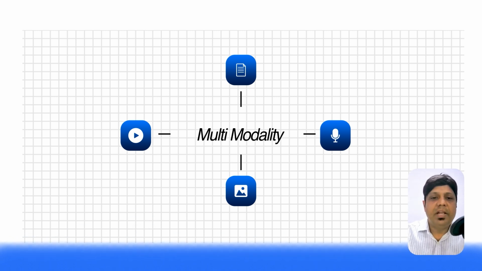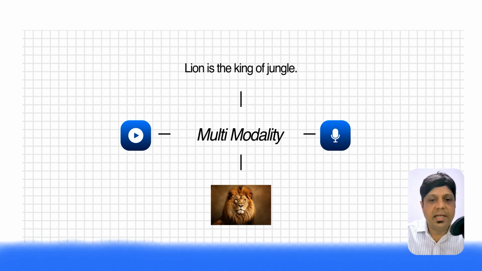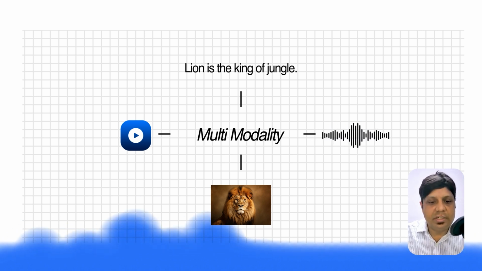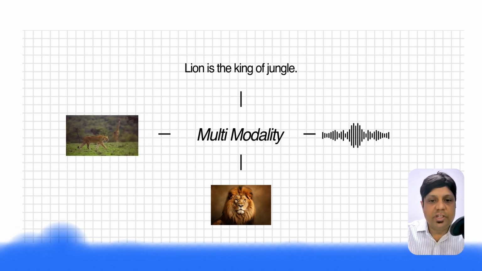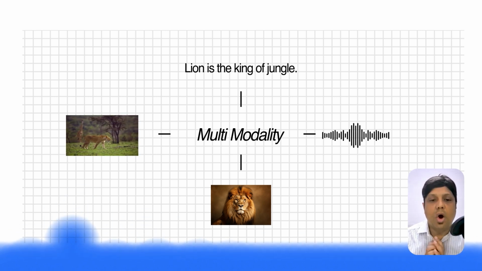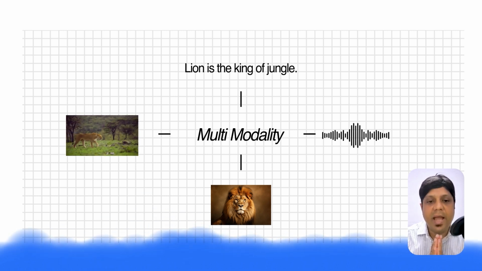For example, if we have a text, lion is the king of the jungle, and then we have an image that represents the text, and then we have voice which says the same thing, and then we have a video which also represents the same text, then all these entities should have the same embeddings.